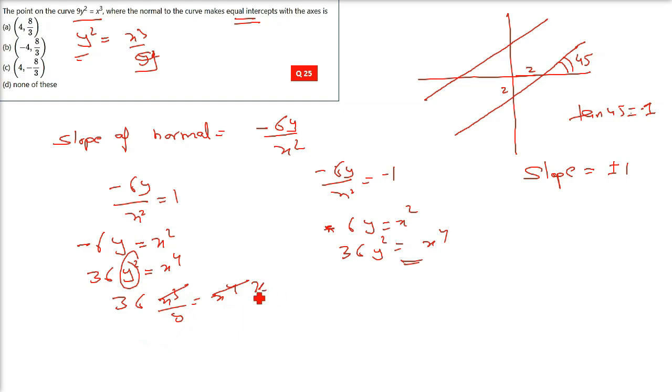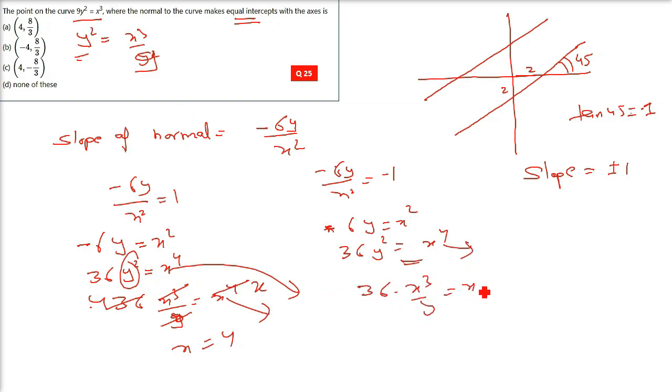So the first attempt of many of the students will be just to cancel this and find x equals 4. Well, that is correct to an extent, but this is not how we go about solving the equations. We'll make an equation and solve it, because if it is x or x square or x cube, there will be 1, 2 and 3 solutions. Alright, so let me do it again. So 36, I am replacing y square by x cube by 9. 9 4s are 36. You have 4x cube equals x raised to 4.